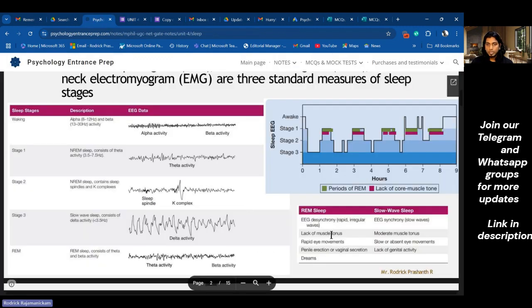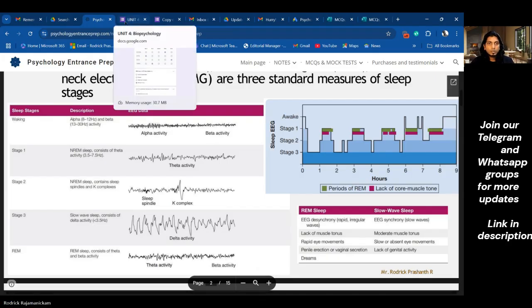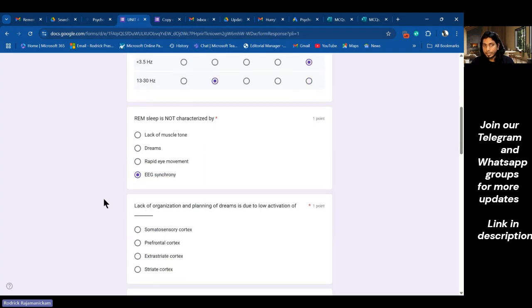All right. So when you talk about REM sleep versus slow wave sleep, we have EEG desynchrony, as in irregular. You can just see it is very irregular compared to other sleep stages 1, 2, and 3. So there is lack of muscle tone, rapid eye movement, and sympathetic arousal also is present. And then dreams are most common. It's not that slow wave sleep does not have dreams. It can also happen there. So that would be EEG synchrony.